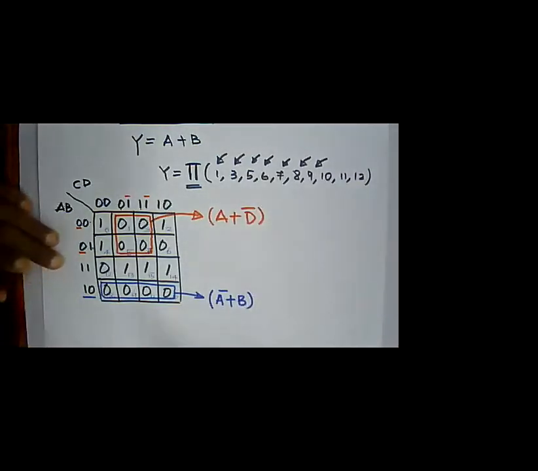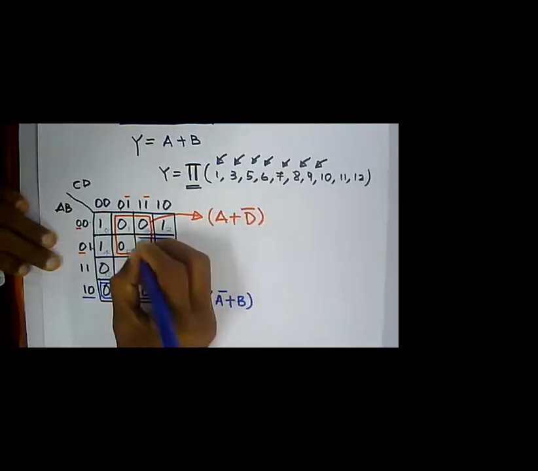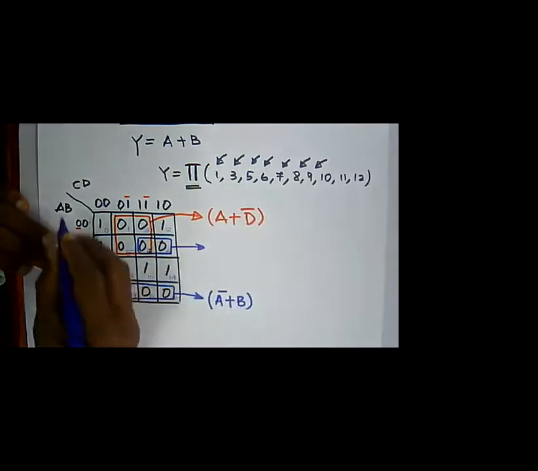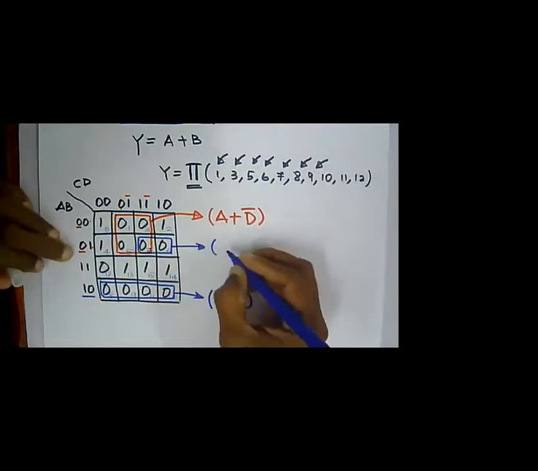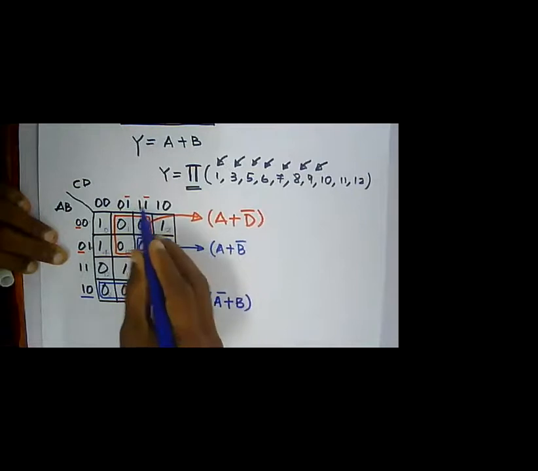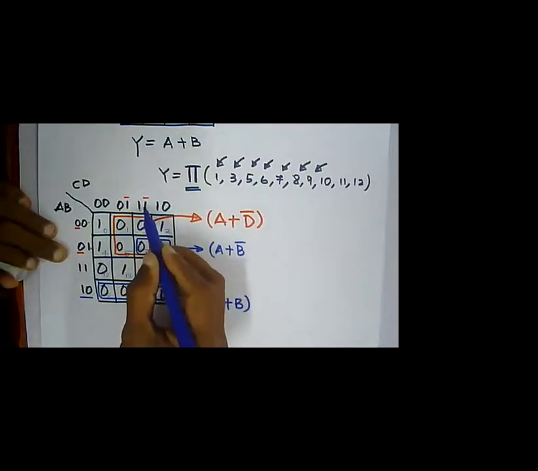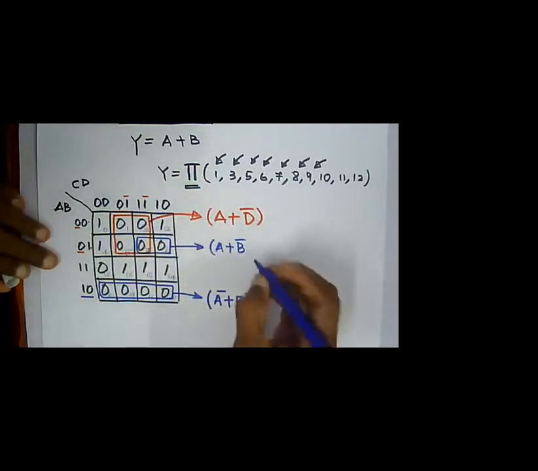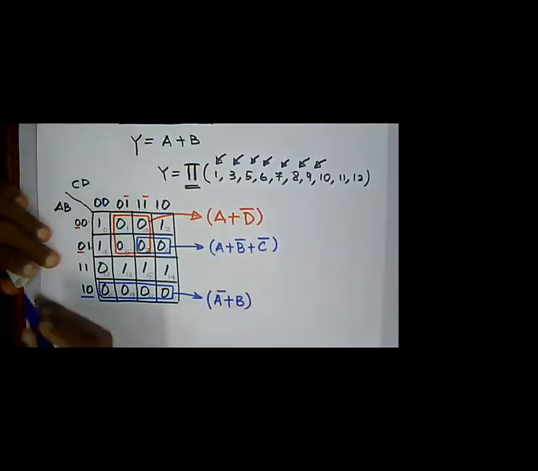Similarly, we have 2 more boxes which I can make into pairs. One is this one. A is 0 and B is 1, which is common, so I can make it A plus B bar. Out of these two, C is 1, 1 common, but D is changing, so we can eliminate D, but C is 1, so that becomes C bar.